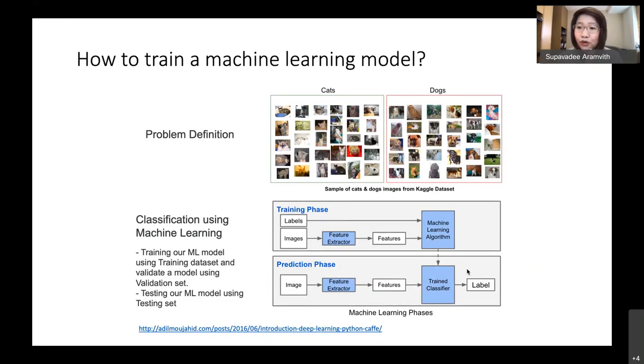And then it has to go to training, right? In training, you use the training data set together with the labels, and you extract the features and then use them for the machine learning algorithm.